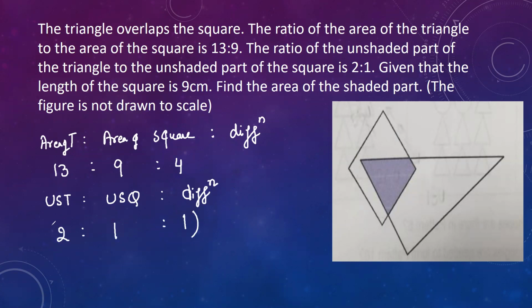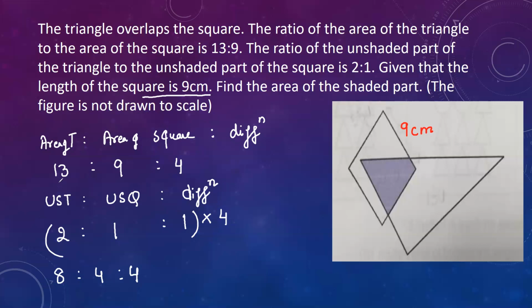So you make it the same by multiplying by 4, so you get 8:4:4. Now you see the length of the square is 9 centimeter. This is given as 9 centimeter. So find the area of the shaded part.